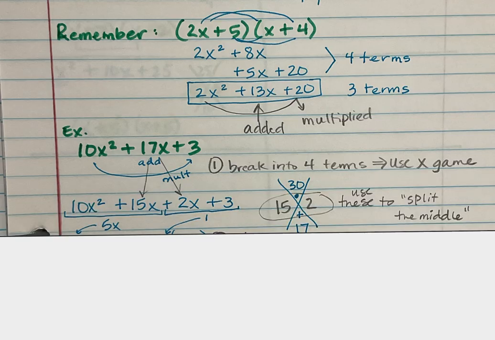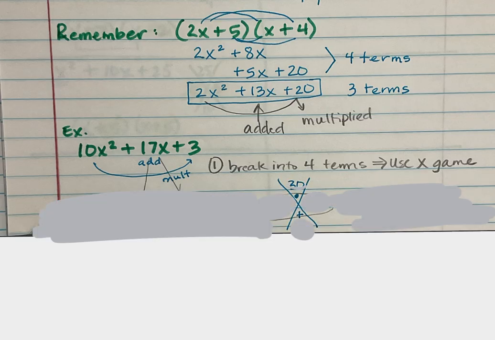All right, so I'm going to set up an X game. You can see I'm kind of erasing right here, where I need two numbers that multiply to give me 30 and are gonna add to give me 17. And if we sit there and think about that for a minute, we should come up with the numbers 15 and 2. So I'm going to fill that out. I've got these numbers 15 and 2.